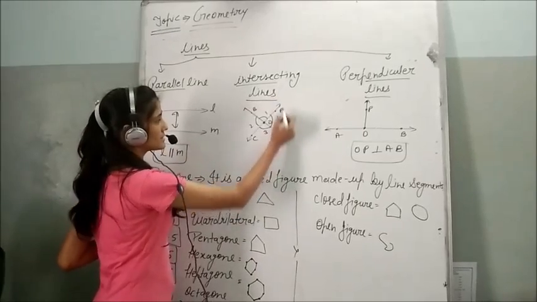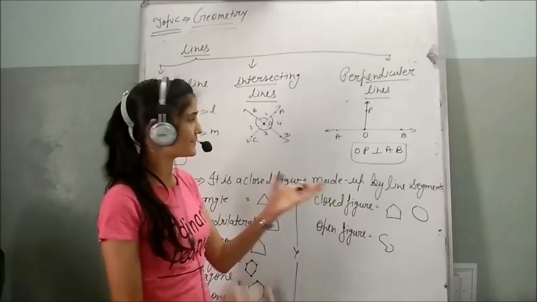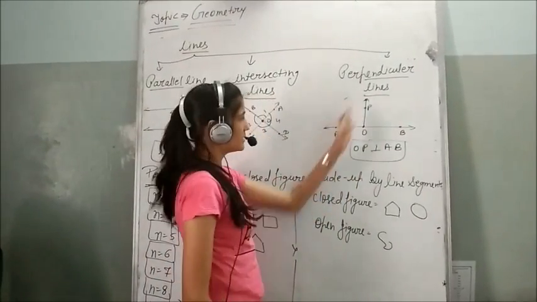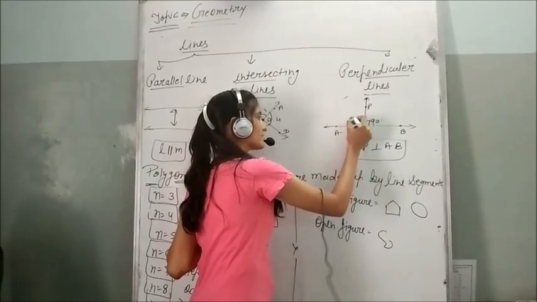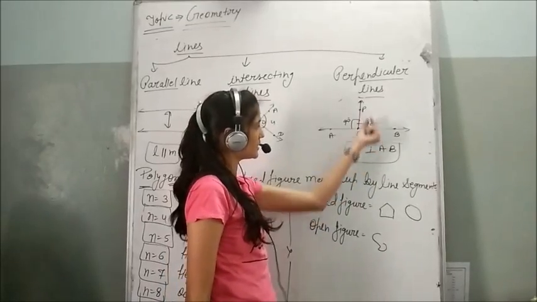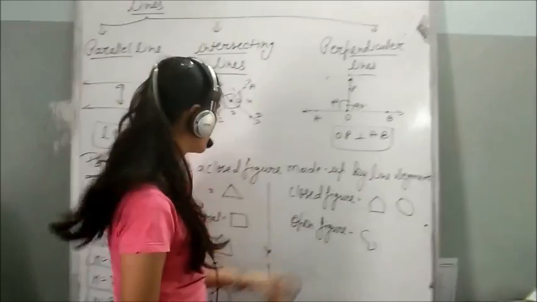Intersecting lines are those lines that intersect at a common point and form different types of angles. Perpendicular lines form a 90 degree angle on the line. OP is perpendicular on AB. OP is forming 90 degree on AB, so that's why OP is perpendicular on AB.